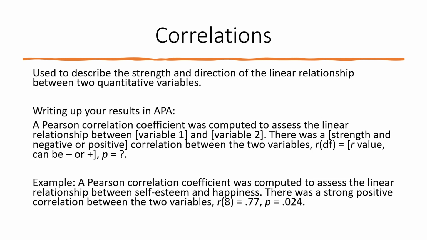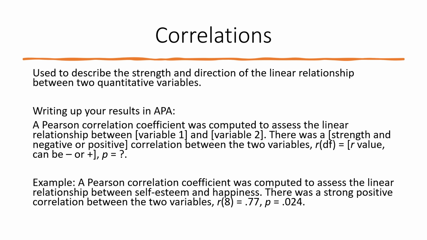So let's dial it back a little bit and talk about correlations. As you know, correlations are used to describe the strength and direction of the linear relationship between two quantitative variables. So when you're writing up your results in APA, you would start with saying it was a Pearson correlation coefficient, be specific about what test you ran, was computed to assess the linear relationship between variable 1 and variable 2. There was a strength and whether or not it was a negative or positive correlation between the two variables.